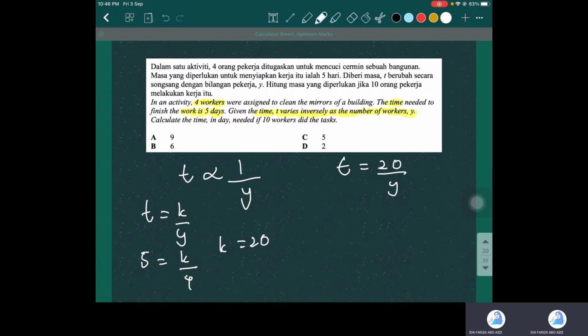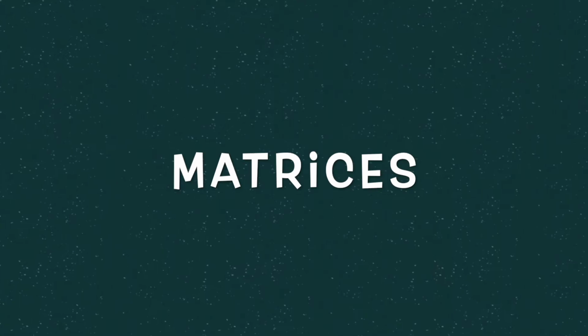Sekarang ni dia bagi kita how many time needed, so nak cari t. Kalau 10 workers, oh senang sangat, tak payah pakai calculator pun. Dapat terus 20 over 10. Tempat y tu workers lah tadi. So dapat 2 days. So the answer is D. Okay, I hope so far you can understand how to do variation by using calculator. I'm gonna continue with next question.